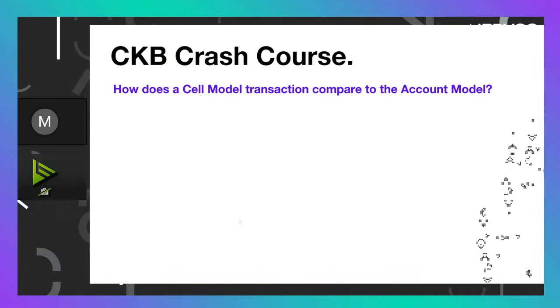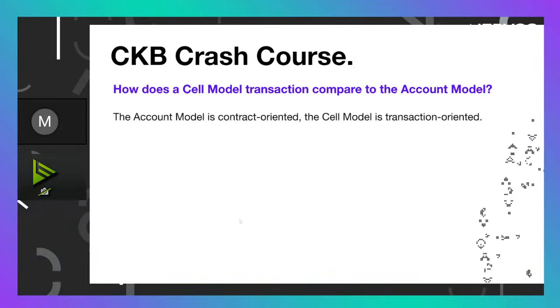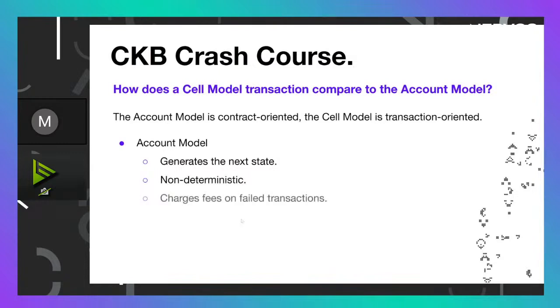Okay, so how does the cell model transaction compare to the account model? The account model is contract oriented. Cell model is transaction oriented. So the account model generates the next state. It's non-deterministic, meaning you don't necessarily know what that next state is, and you're charged fees even when the transactions fail. Cell model validates the next state. It doesn't generate it, it just validates it. It's deterministic. The transaction contains the previous state and the next state. So you can actually see this is what the state is going to be. It's guaranteed to be that, in fact. Either the transaction will confirm and it will be that next state, or that transaction will be rejected for whatever reason, and that new state will not be generated.